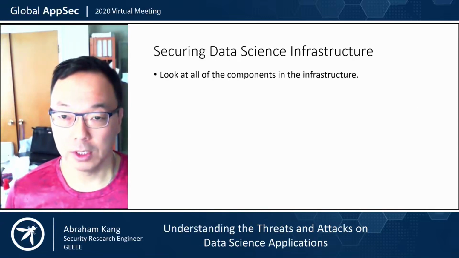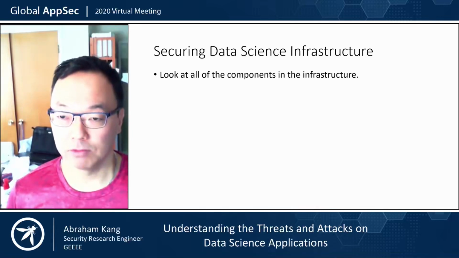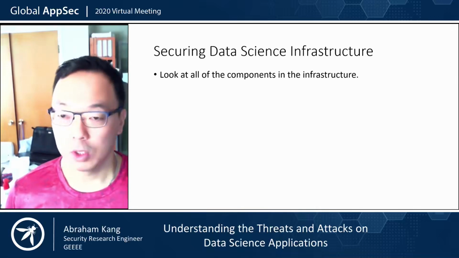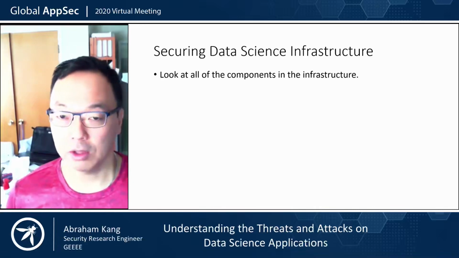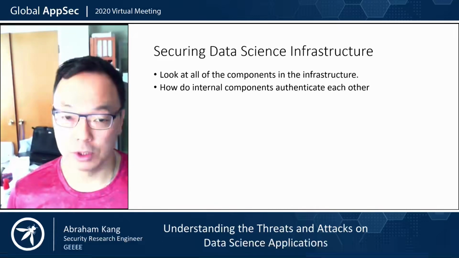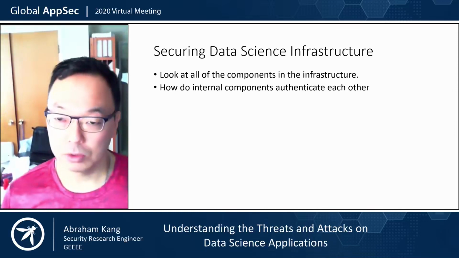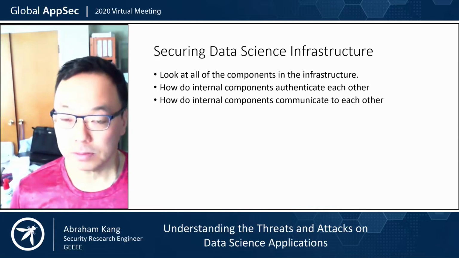So when we look at securing data science infrastructure, you have to look at all of the components in that infrastructure. You have to look at how the managers and the executors and the drivers communicate, what role each component plays in each of these different tools, how they communicate, how they authenticate to each other. And it's so important to look at these internal components. You can't just say, oh, I've got Kafka and it's secure. You need to understand how the components work together, how they authenticate to each other, and how they communicate.